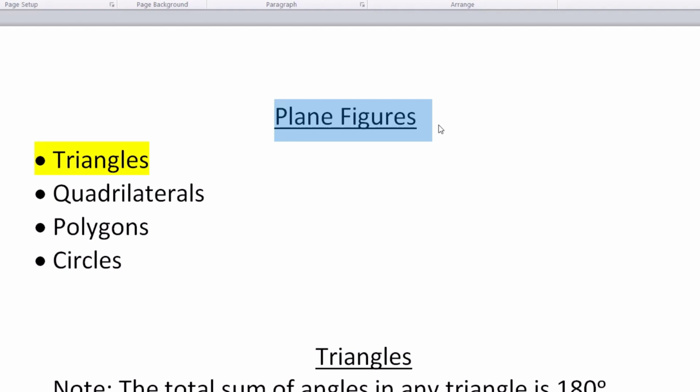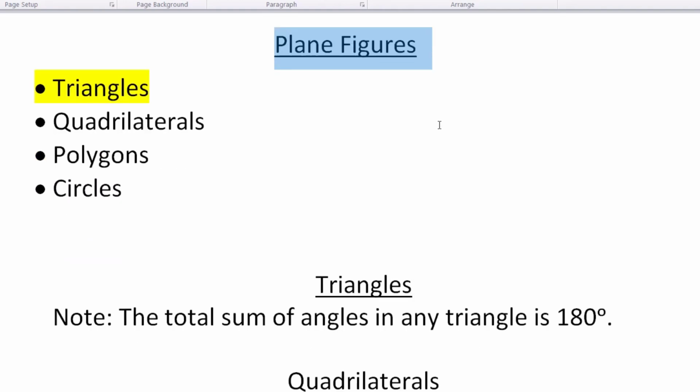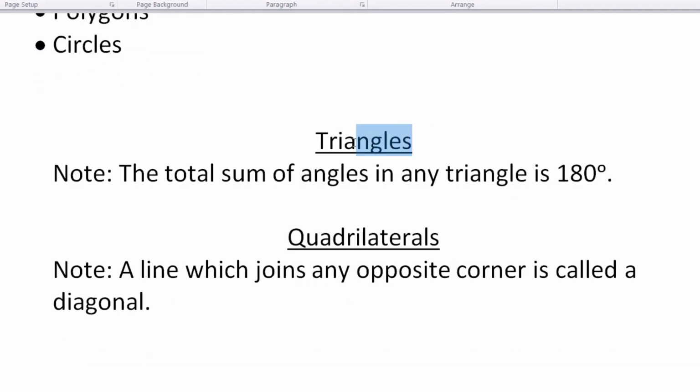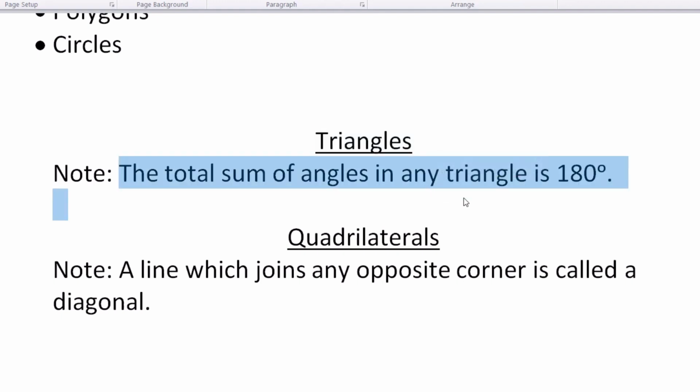To give you a summary of each of the plane figures you can see from the video, we'll start with triangles. A triangle is a plane figure bounded by three straight lines or sides which meet at corners or vertices. To note, the total sum of angles in a triangle is 180 degrees.